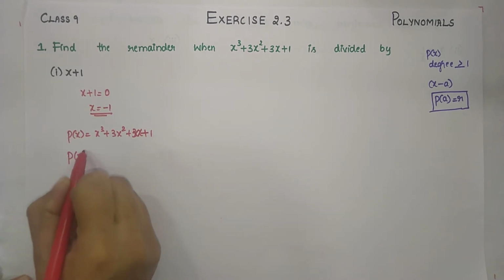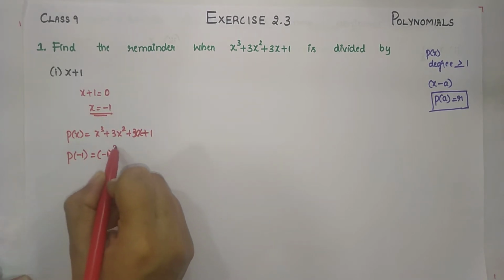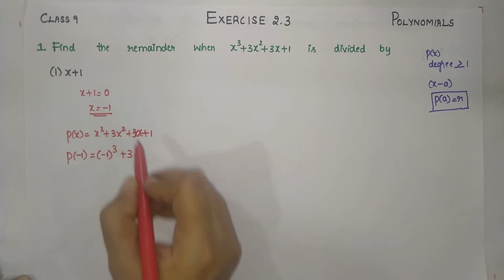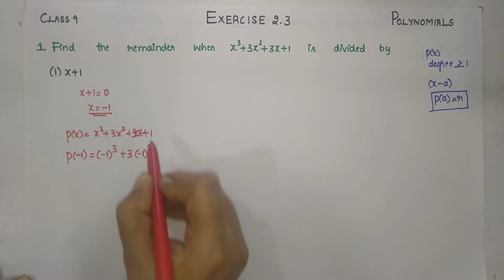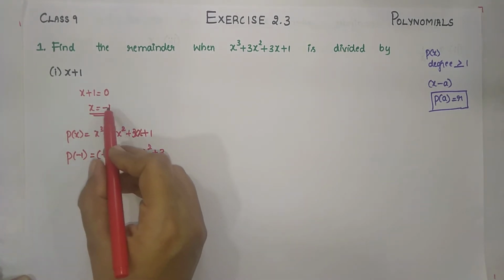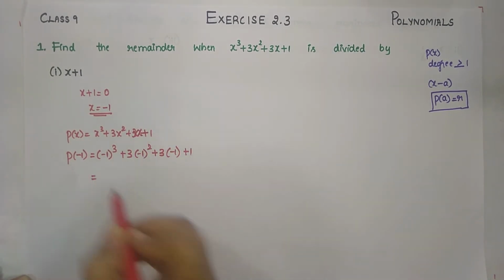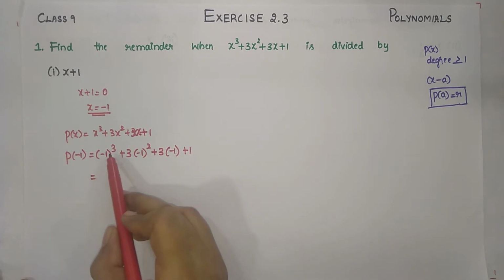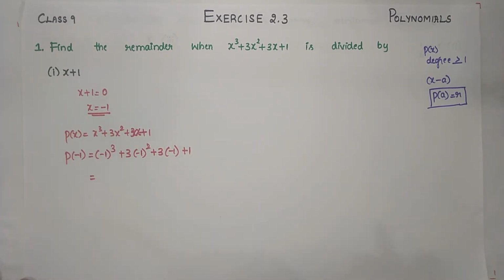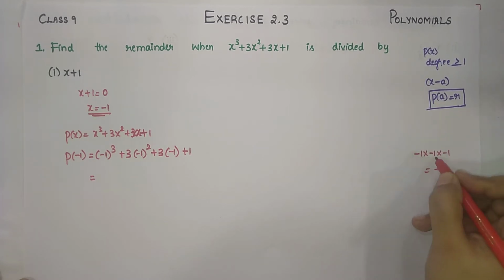So we get p of minus 1 is equal to x cube means it is minus 1 cube, plus 3 into x square, that is minus 1 square, plus 3x is there, so it is 3 as it is, and in the place of x you have to replace that x with minus 1, and plus 1 as it is. So we get minus 1 whole cube. Minus 1 whole cube means minus 1 is multiplied 3 times. So minus 1 into minus 1 is plus 1, and plus 1 into minus 1 is minus 1.